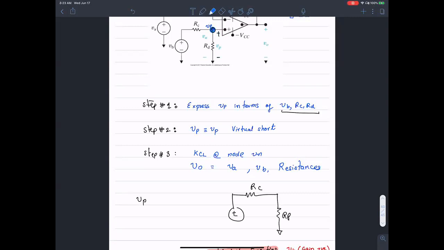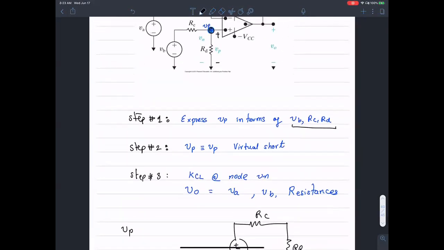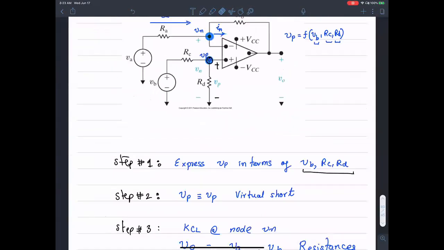And this is ground, by the way. I may have forgotten to clarify that part. When I show this symbol right here, that simply means ground or zero voltage. That's my reference node in this circuit. So I can pretty much safely ignore this guy because there's no current going in there.